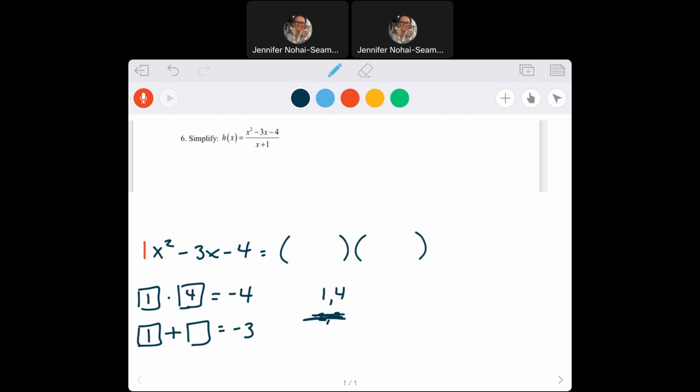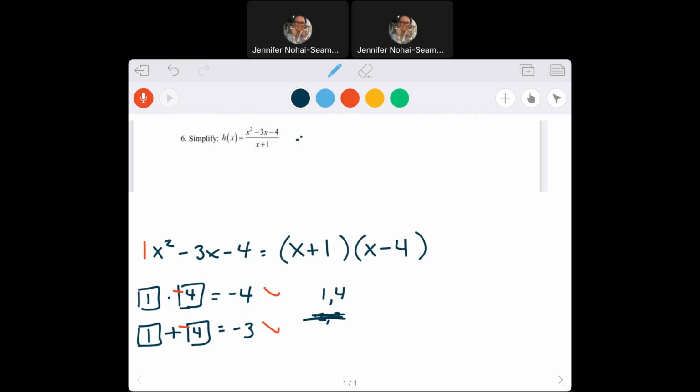So we've got to now figure out which one needs a positive and which one needs a negative in order to get that -3 and the -4 really. And so I'm going to put the negative on the 4, just like that. 1 times -4 equals -4, check. 1 plus -4 equaling -3, check. So those two work out. So since that is a positive 1, we have x plus 1 being one of our factors, and the other factor, since that's a -4, will be x minus 4, just like that.